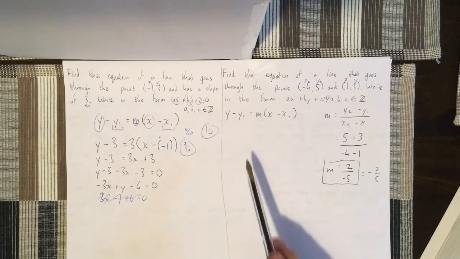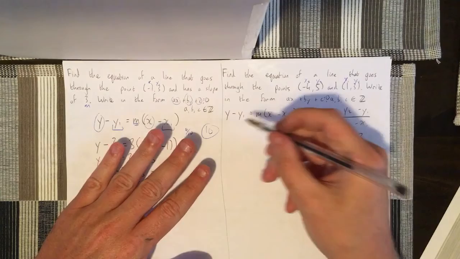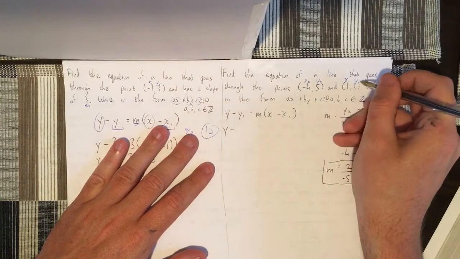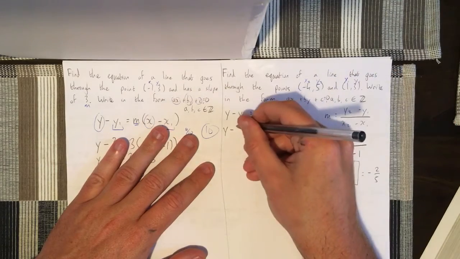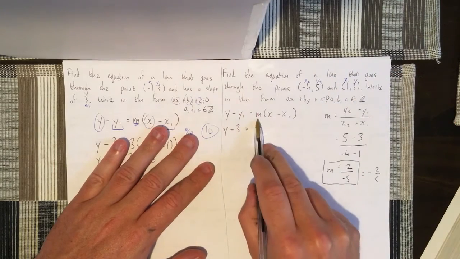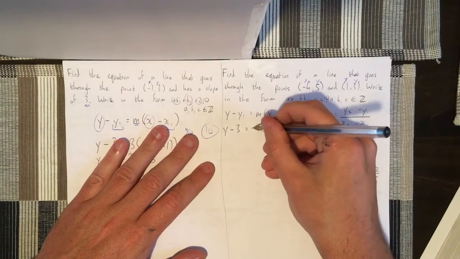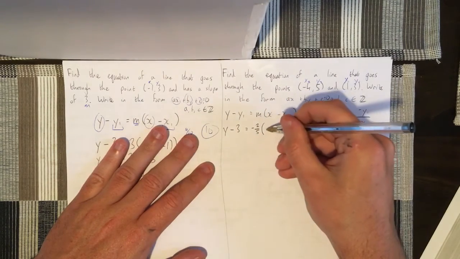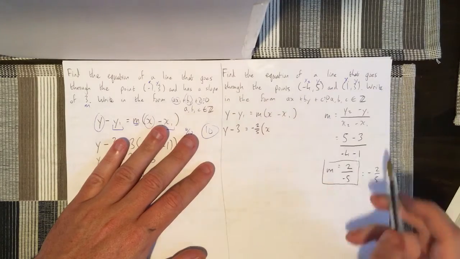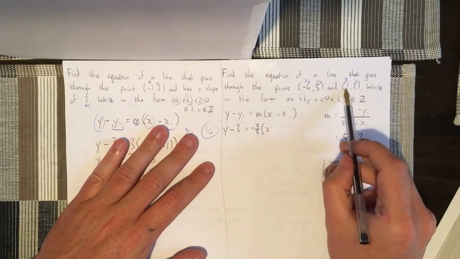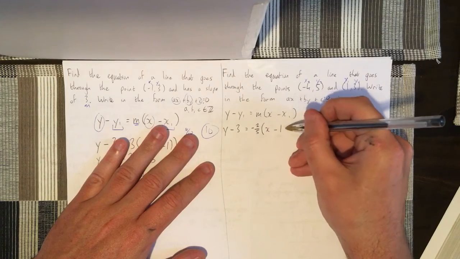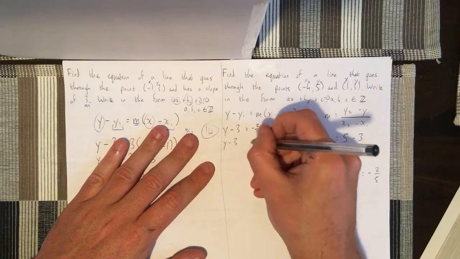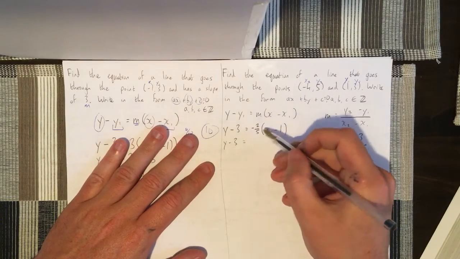So let's sub into my formula then. y, I don't sub in for. Minus y1 is 3, equals m, my slope, which is minus 2 over 5, on x minus x1, then is 1. So now I've got y minus 3 equals minus 2 over 5 x.